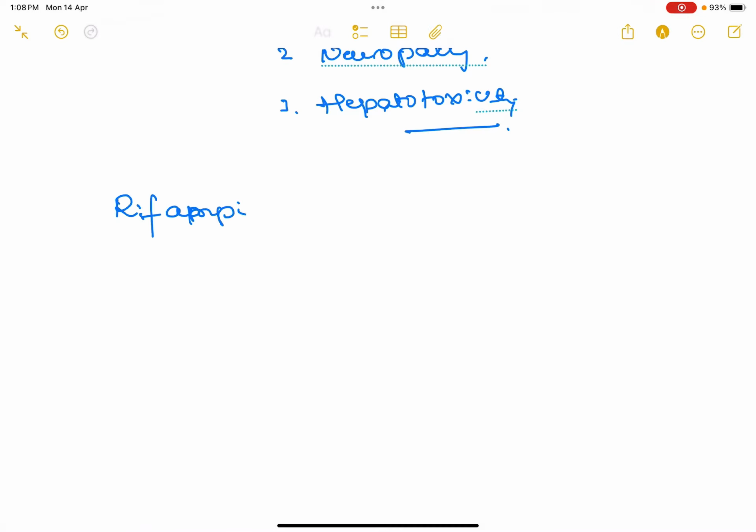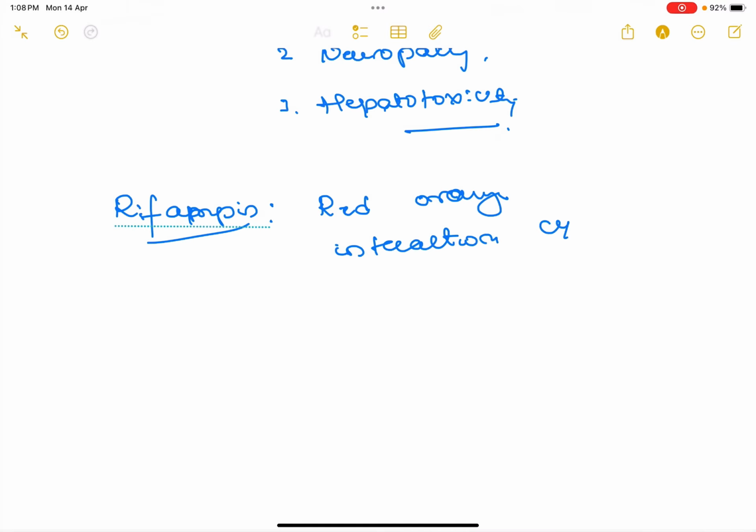rifampin. So rifampin and rifampicin both are of same class, but rifampicin is longer acting than the rifampin. So side effects resemble the same. So how to remember? Rifampin is itself a mnemonic to remember the rifampin side effects, where R stands for red orange discoloration of the body fluids, and I stands for interactions, because these drugs induce CYP450 enzymes. So interactions are bound to happen, especially with the OCPs and other drugs, and protease inhibitors.